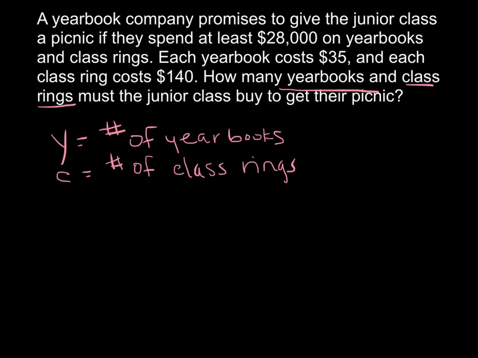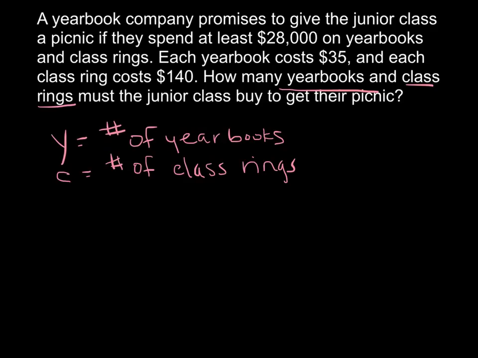Okay, so we figured out our unknowns and our variables, and our step 2 is to look at the relationships in here. Identify the two different issues or topics that we're talking about. We're talking about money in here, correct? So we have that each yearbook costs $35 and each class ring costs $140, and they need to spend at least $28,000, correct?